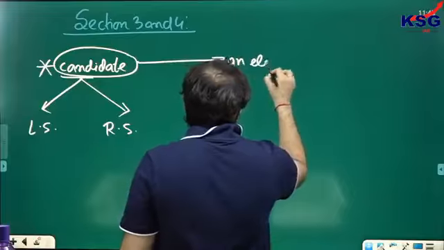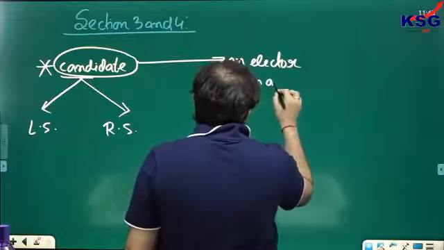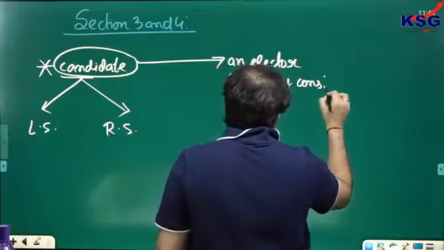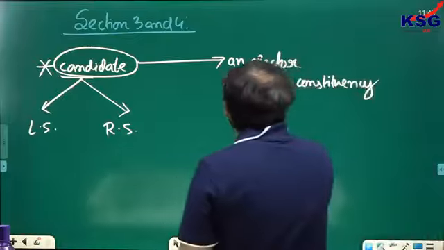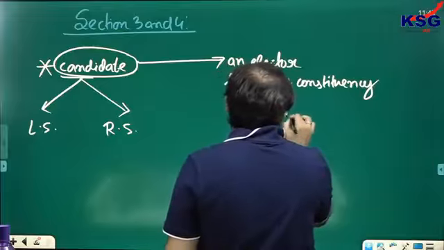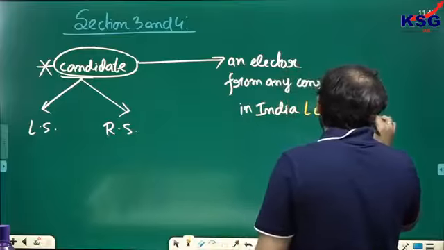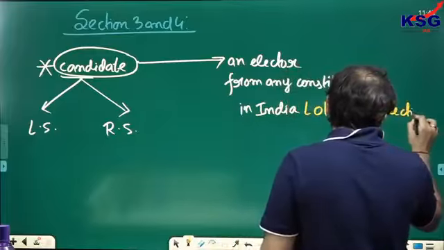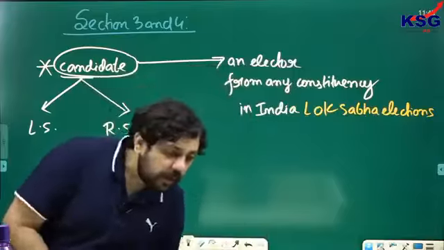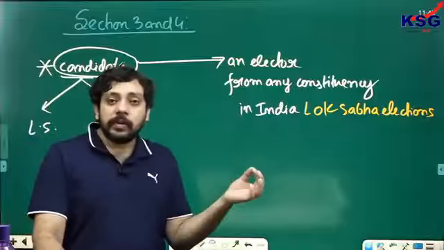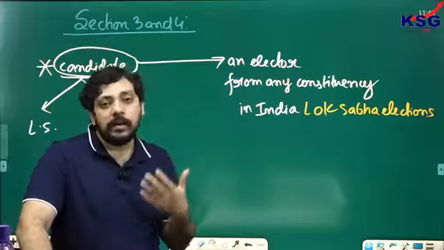from any constituency in India, right? For the Lok Sabha elections. This is the qualification which has been given in Section 3 and 4, that any person who has a voter I card from any constituency in India can be presented as a member of parliament for eligibility for Lok Sabha and Rajya Sabha both.